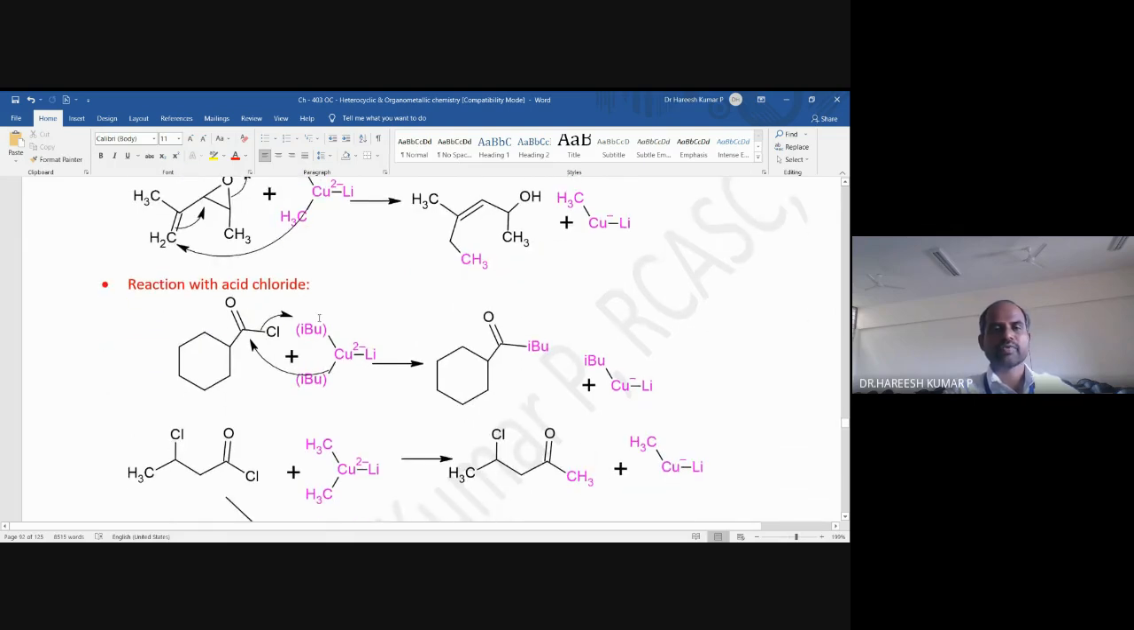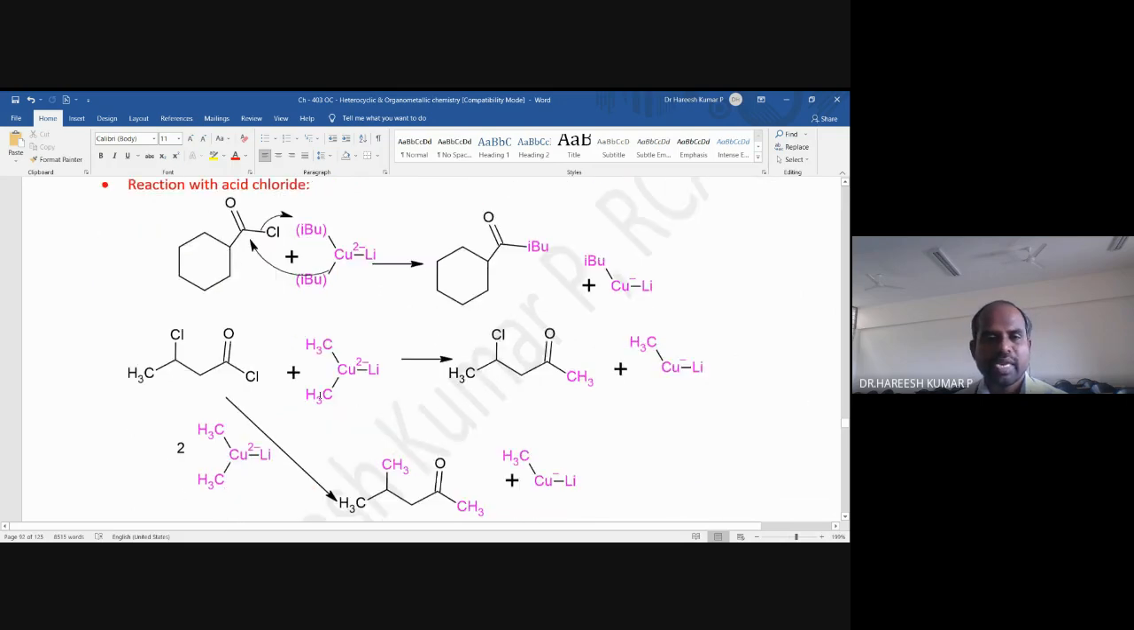And then reaction with acid chloride. What is the functional group of the acid chloride? COCl. COCl containing compounds are called acid chlorides. So here, cyclohexyl carboxylic acid chloride, when it is treated with diisobutyl lithium cuprate, what will it do? There will be a new bond formation between this bonded pair and this carbonyl carbon, and Cl goes out.